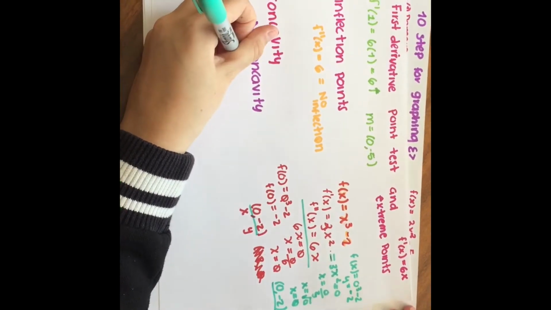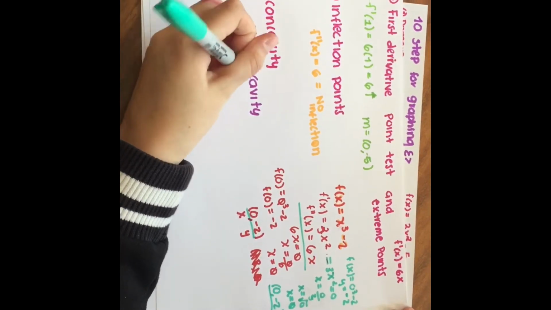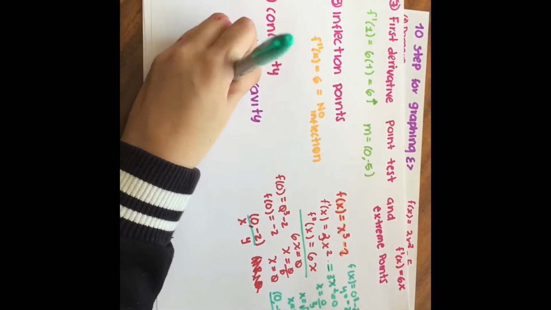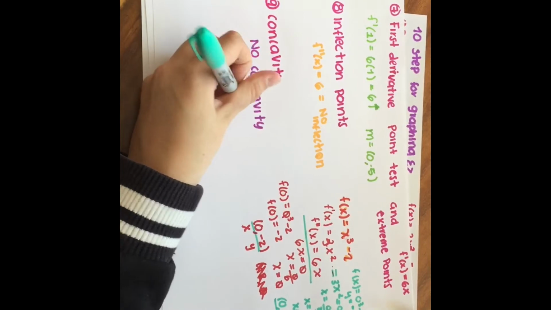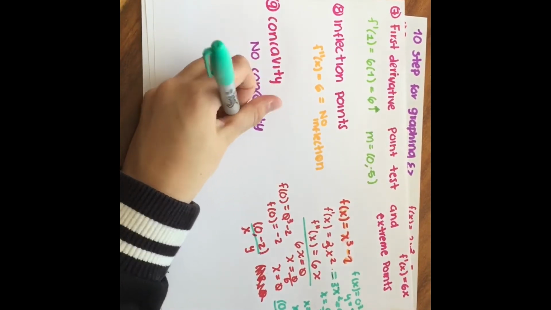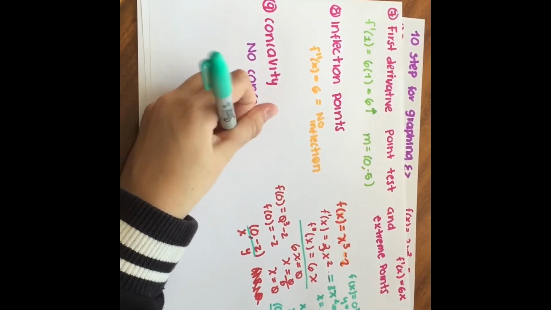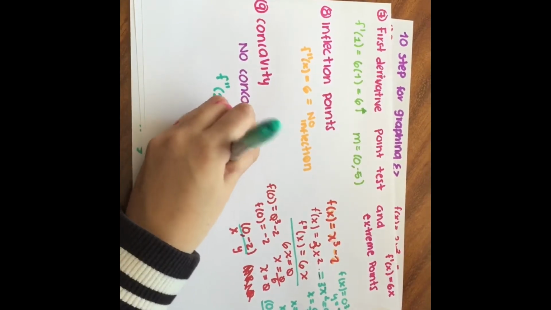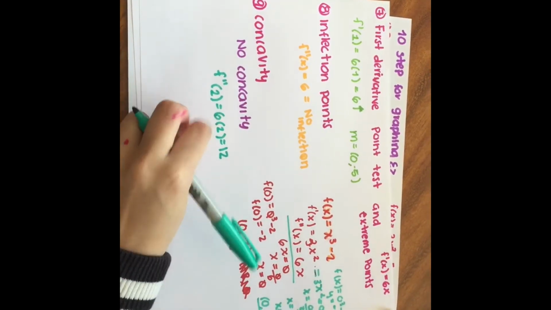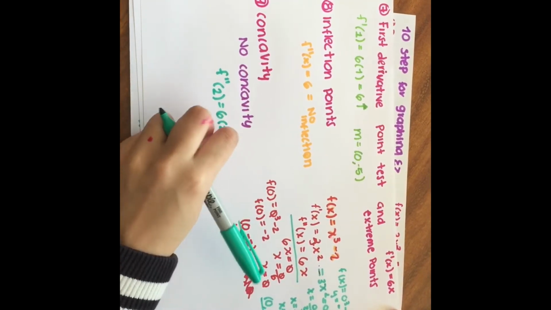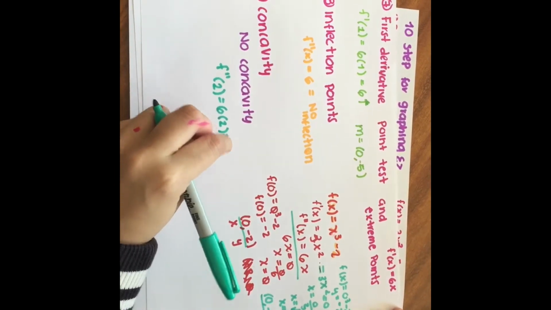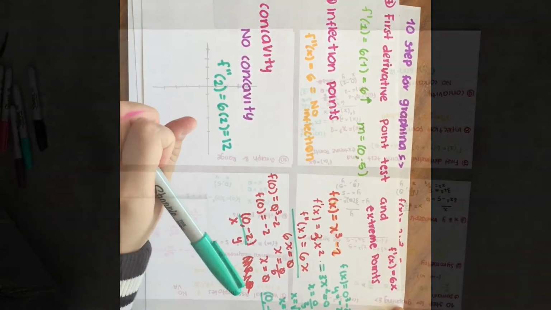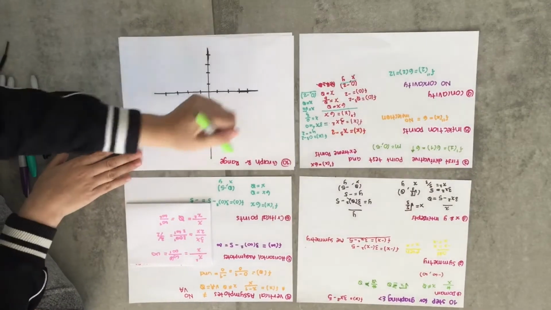So f double prime of, I don't know what number, 2, that's equal to 6 times 2, that is equal to 12, but this is positive, okay? So we have a positive concavity at 2. Okay, our last step, we will graph and get the range.